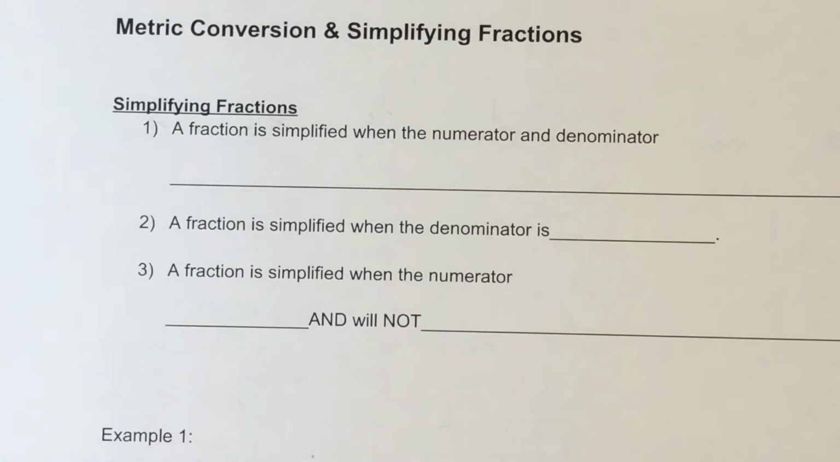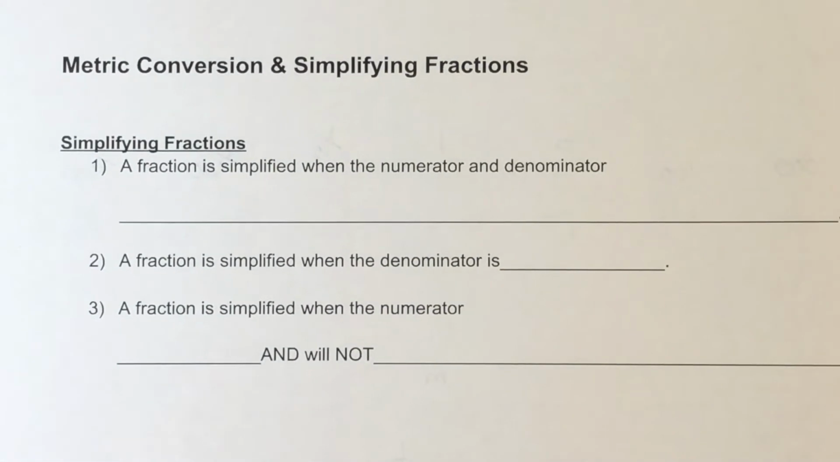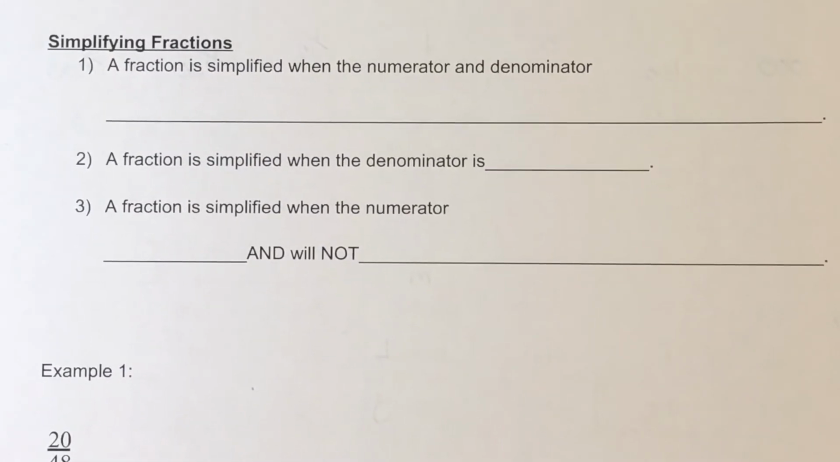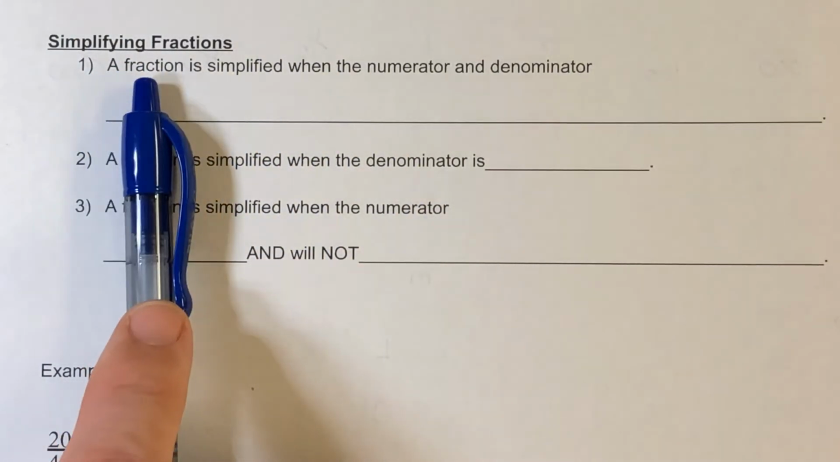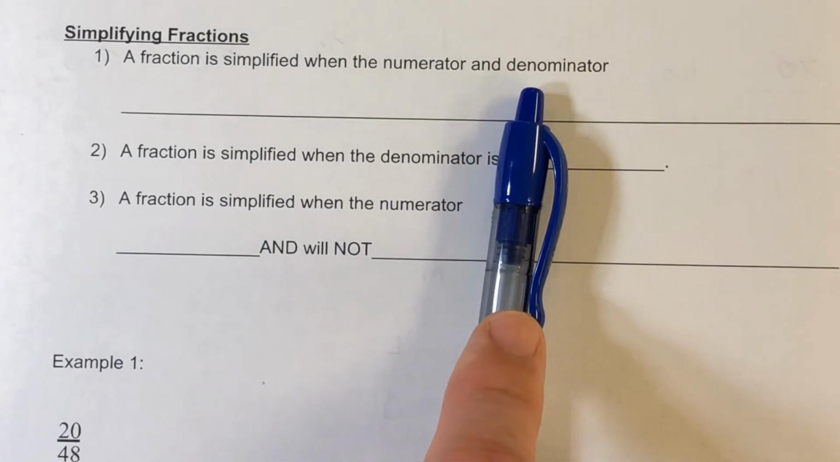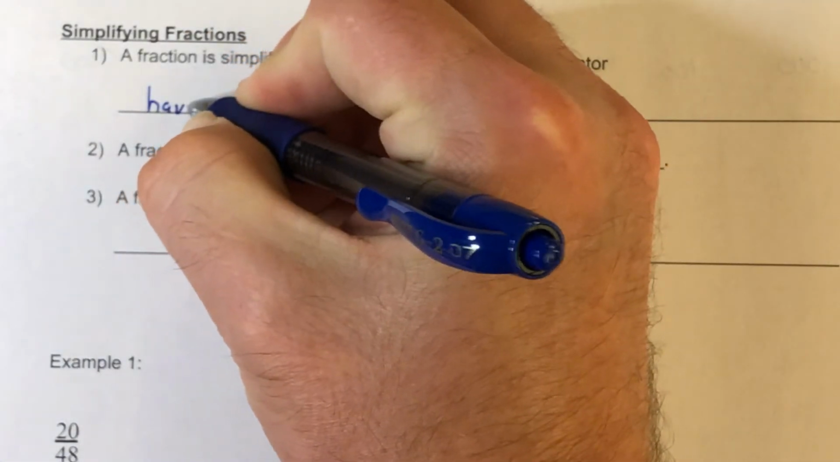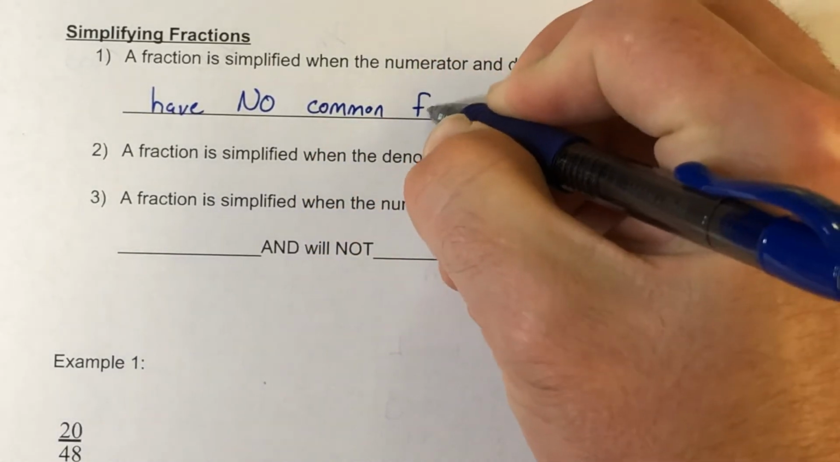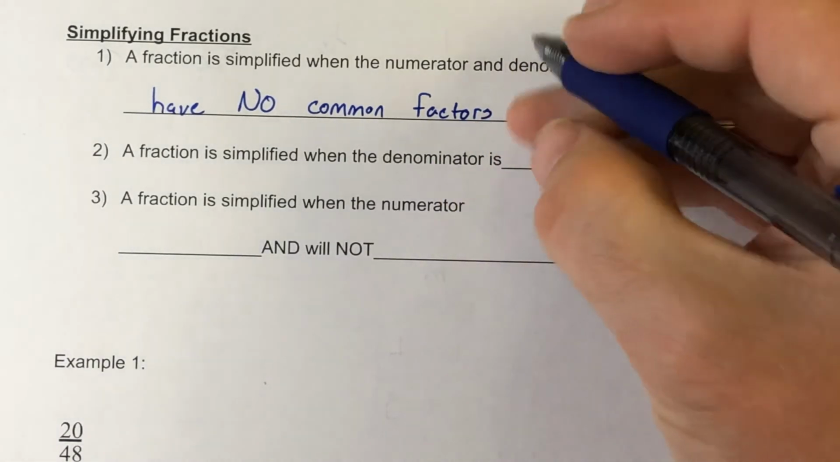All right, the second thing we're going to be covering is simplifying fractions. So there are 3 basic rules that we need to know to determine if a fraction is in simplest form. If one of these 3 rules apply, you have a simplified fraction. So our first rule is we know a fraction is simplified when the numerator and the denominator have no common factors besides 1.